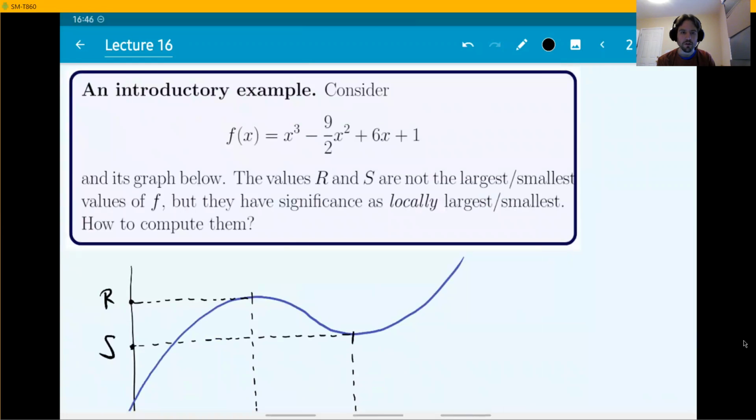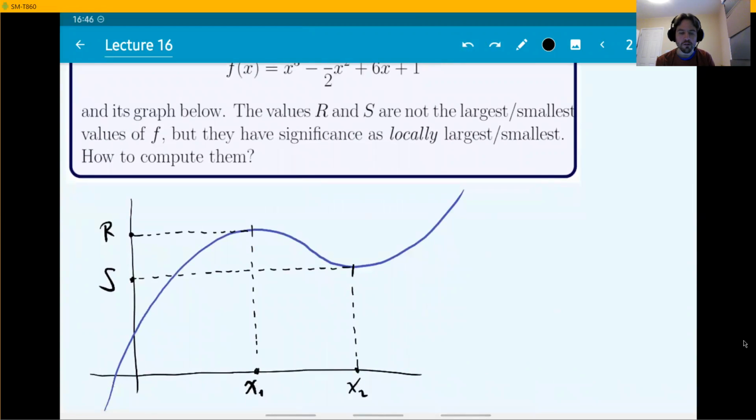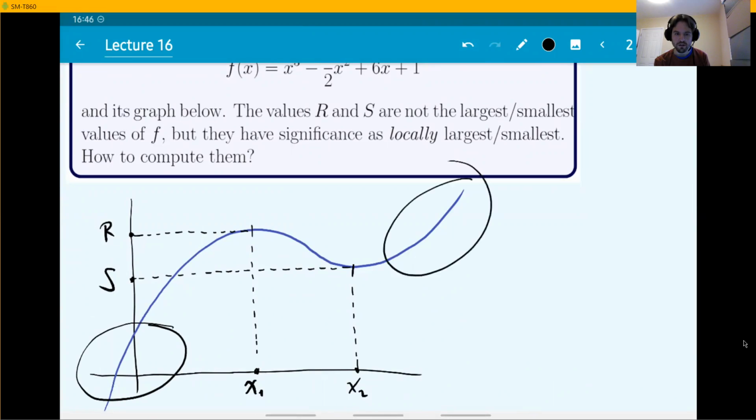Here it is. Consider this function. It's a cubic polynomial and a graph below. So I have a sketch for the graph. The values that I'm calling R and S in this graph are not actually the largest or smallest values of the function f. As you can see, f has a limit of minus infinity if you go towards minus infinity, and plus infinity on the other side. So it does not actually have a max or minimum value.